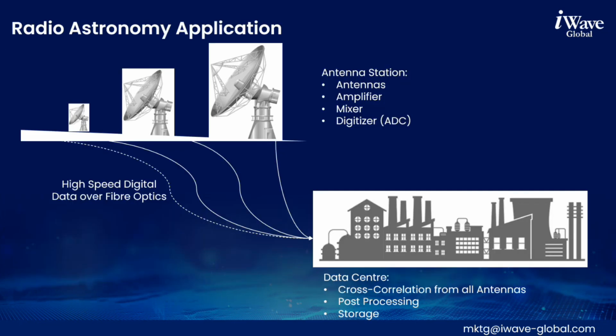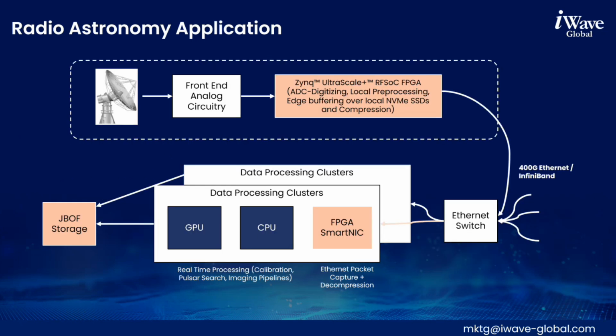Next case study is radio astronomy. Here we have the antenna station where all the data is captured, and then the data is moved onto the data center through high speed transmission. Using the RFSoC in radio astronomy, all the data is captured from the antenna and moved on to the RFSoC. On the RFSoC side, we can do some pre-processing before transmitting the data over Ethernet or 400G Ethernet or InfiniBand to the data processing center.